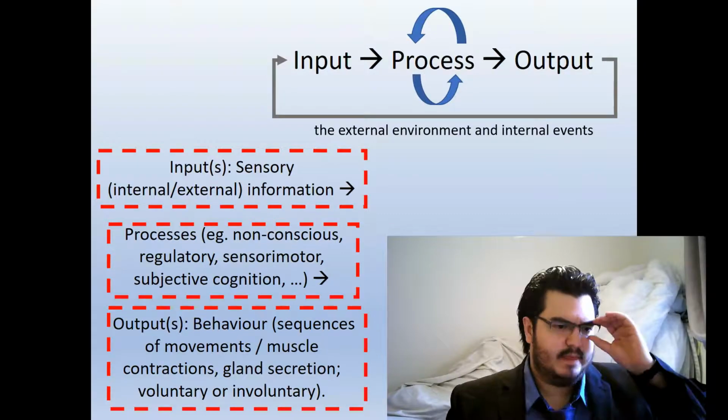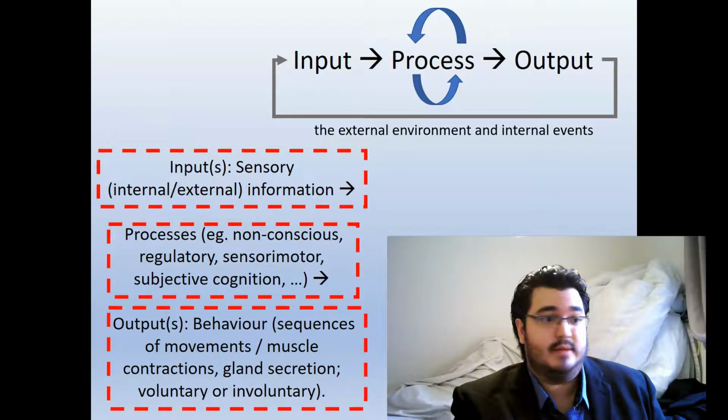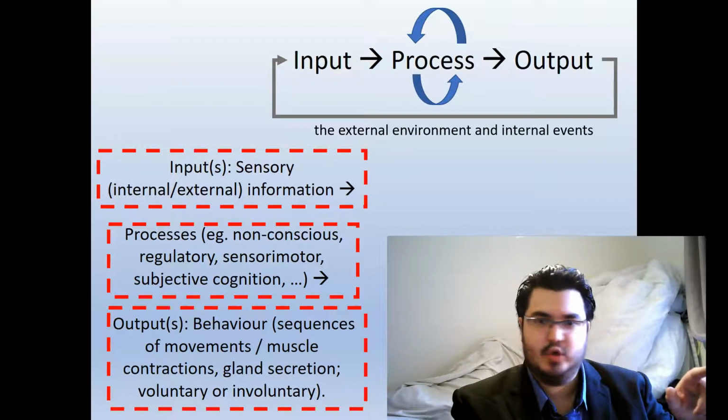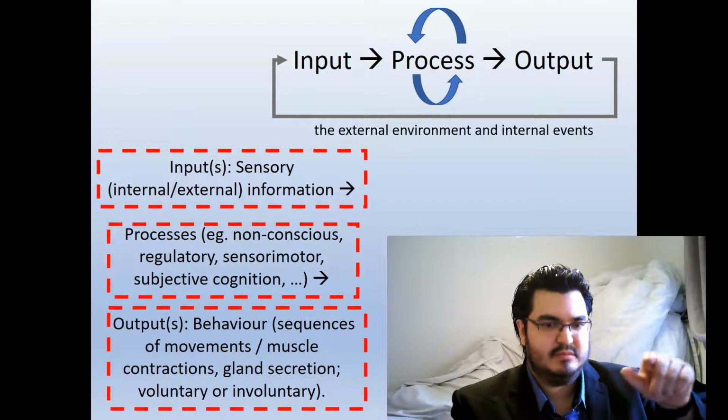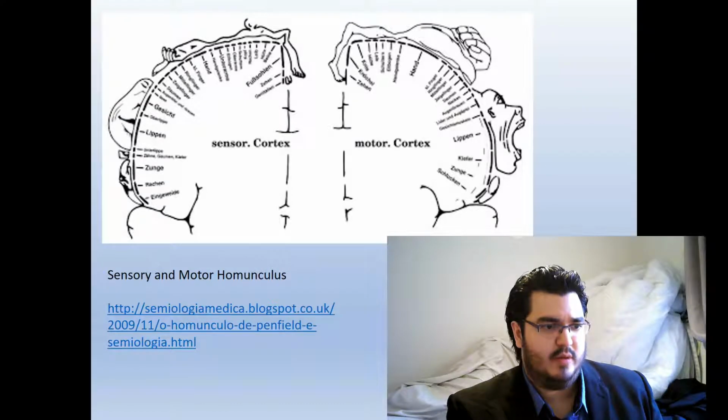Okay, so we looked at this before. Input, process, output. That's the nervous system in a nutshell. And there's feedback loops and kind of self-feedback in the process. It's very complicated when you look at processes, as we've seen already. Sensory motor integration, there you go, is what we're interested in. So we looked at the sensory system, and we looked at the motor system very briefly.